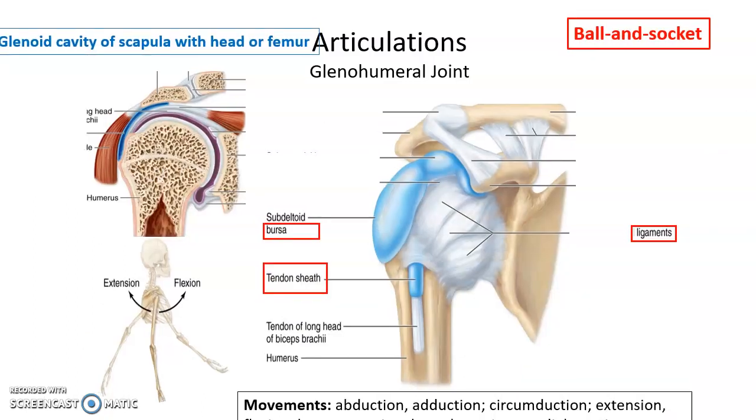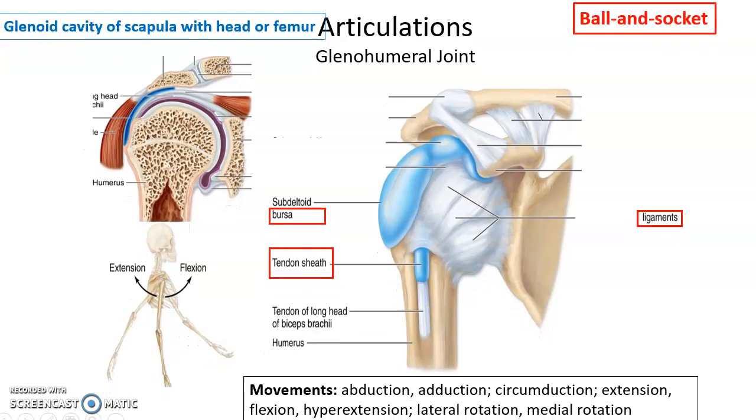All right, then we have the glenohumeral joint, also known as the shoulder joint. Glenohumeral joint, you have the head of the humerus fitting into the glenoid cavity of the scapula. There are tendon sheaths around some of the tendons. You have some bursae present. And of course, ligaments, always ligaments attaching the bones. You have articular cartilage lining the surface of the bones.